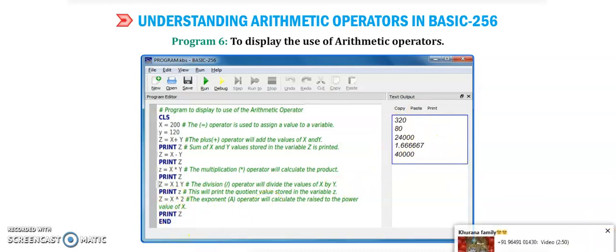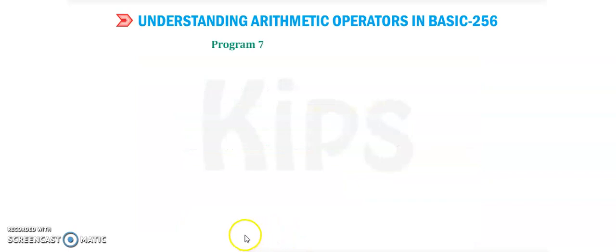So you can see all the outputs over here. First it will add 200 plus 120, the answer will be 320, and x minus y, the answer will be 80, x multiplied by y, the answer will be 24,000, and after division the output will be this, and after the exponent operator the answer will be 40,000. So, okay, it is clear all the arithmetic operators to you.